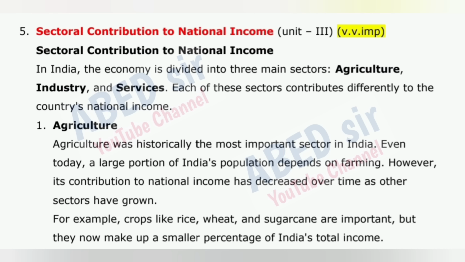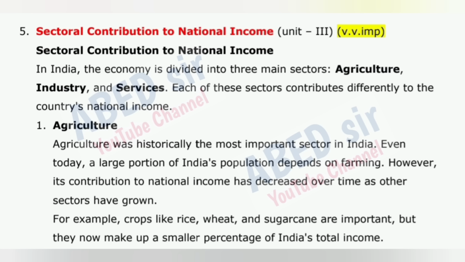1. Agriculture. Agriculture was historically the most important sector in India. Even today, a large portion of India's population depends on farming. However, its contribution to national income has decreased over time as other sectors have grown. For example, crops like rice, wheat, and sugarcane are important, but they now make up a smaller percentage of India's total income.